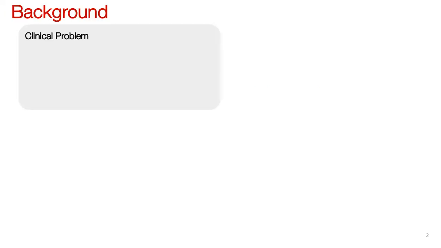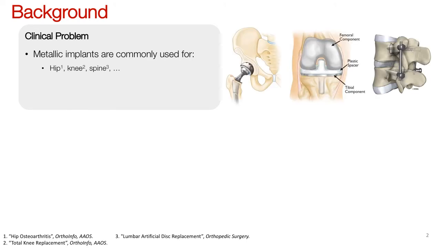Metallic implants are used extensively to treat diseases occurring commonly at joints such as hip and knee or spine and many more body parts. The number of patients with metallic implants is increasing each year. There is an unmet need to better image tissues immediately adjacent to the metallic implants for patient follow-up and to identify possible complications.